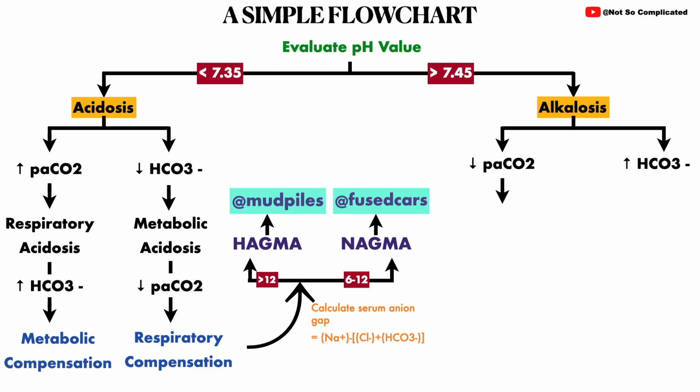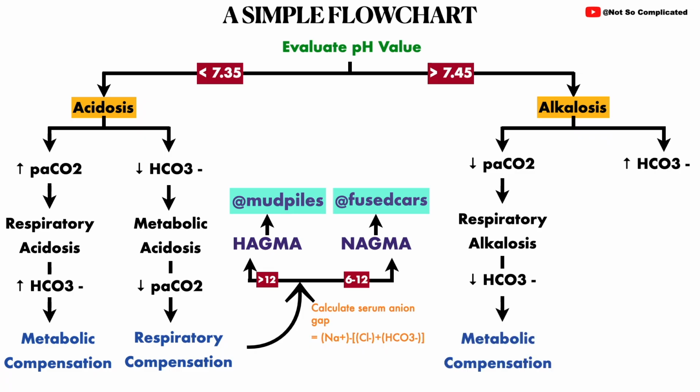Since CO2 is a respiratory component, it is respiratory alkalosis. And then how do we compensate this? Again, we have to decrease the bicarbonate ion. Since there is a decrease in acidic component, we have to decrease the basic component also to counterbalance, to equalize the thing. Since bicarbonate ion is a metabolic component, it has metabolic compensation.